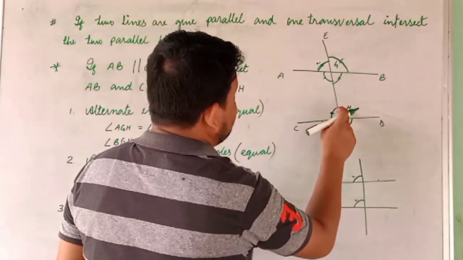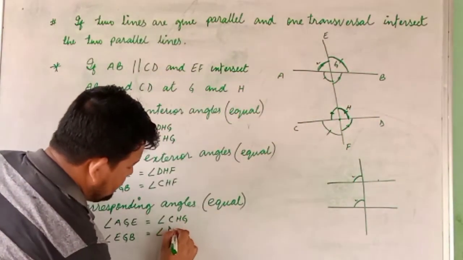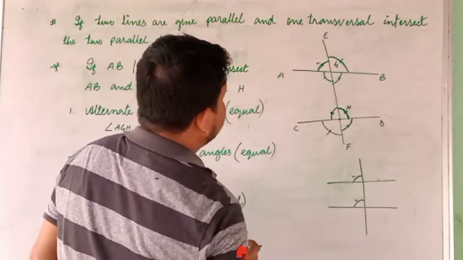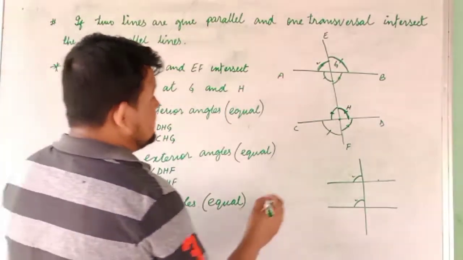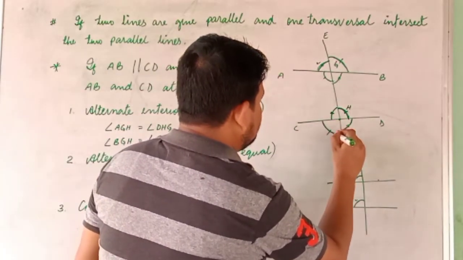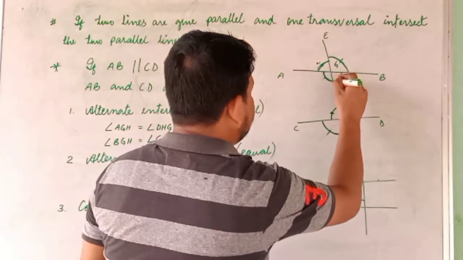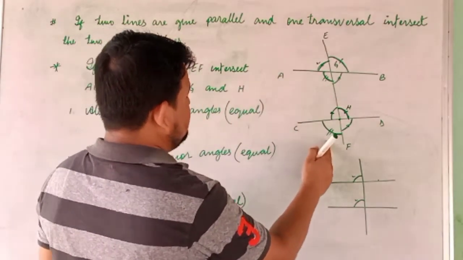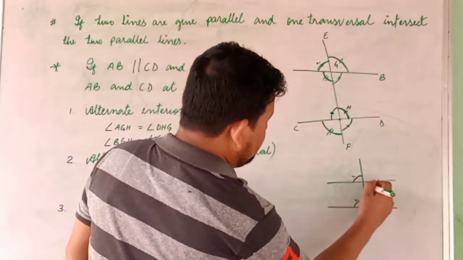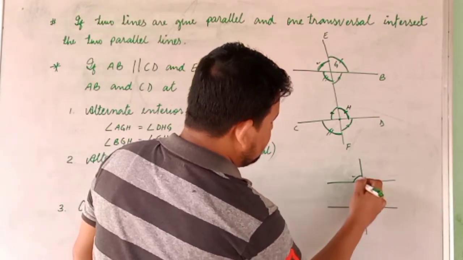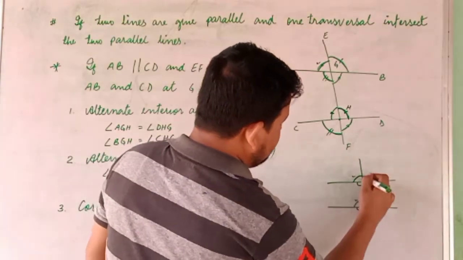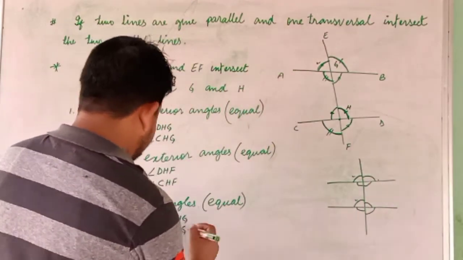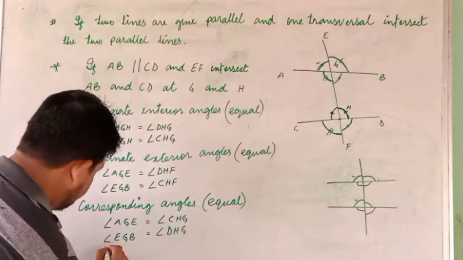That means DHG, this angle. So also what we can say then? Again, this angle and this angle will also be corresponding angles. This angle and this angle are also corresponding angles, and this angle and this angle are also corresponding angles. So let us write it down again.